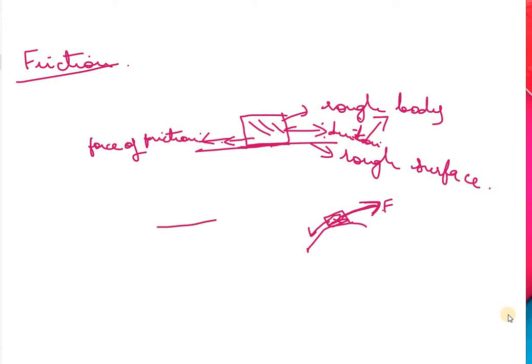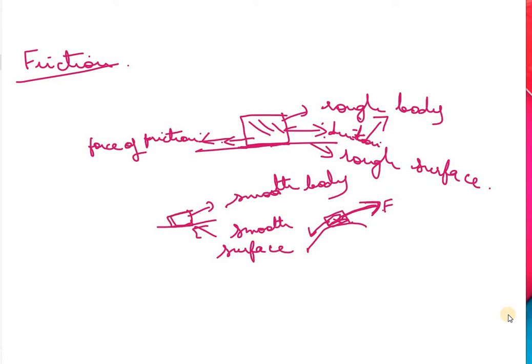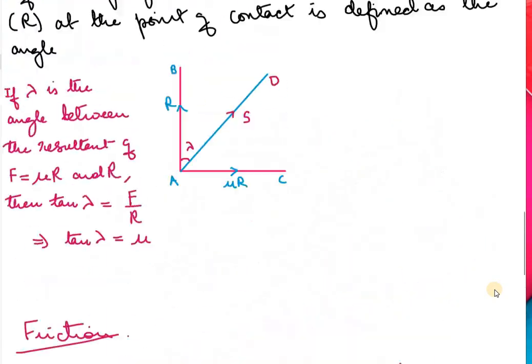But if both surfaces are smooth, this is a smooth body and this is a smooth surface, then there will be no resisting force acting between these two bodies in contact. Why? Because the force of friction will be absent. But if at least one of the surfaces is rough, then the force of friction always acts, opposing the direction in which the body has a tendency to move. I hope it is clear to you what is meant by force of friction.